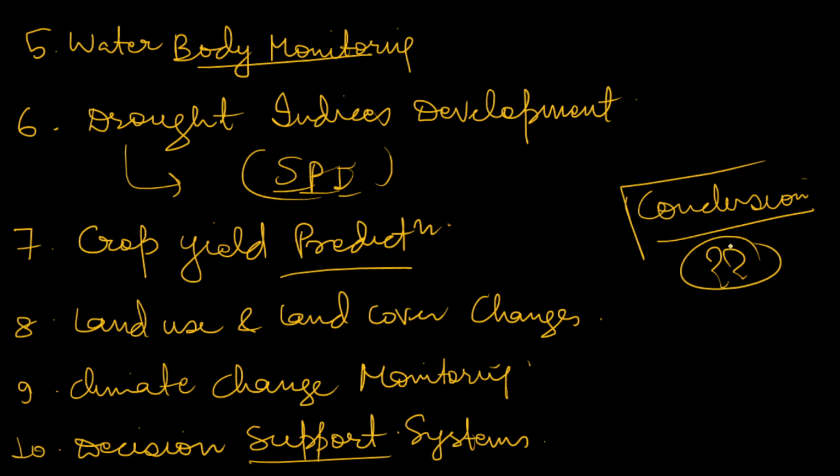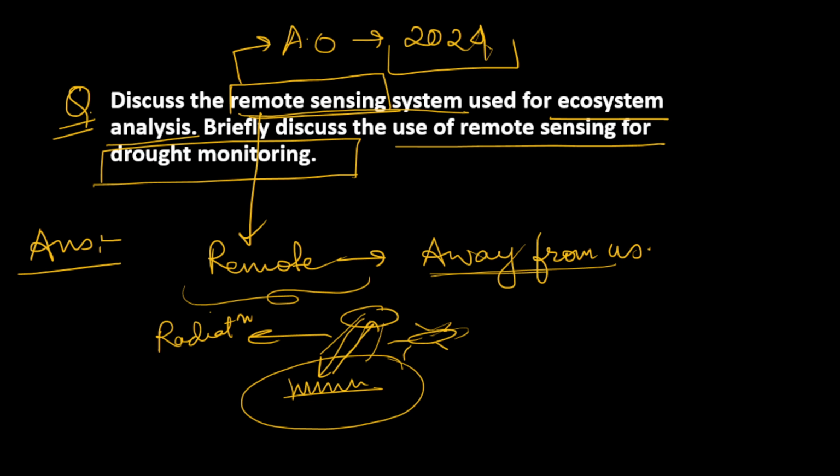In conclusion, you can write some positive statements about remote sensing, how it is helping us in agriculture, forestry, land use changes, and overall ecosystem analysis. That is up to you, how you add the conclusion to the answer. I hope you understand both parts of the question and how you can approach this answer.